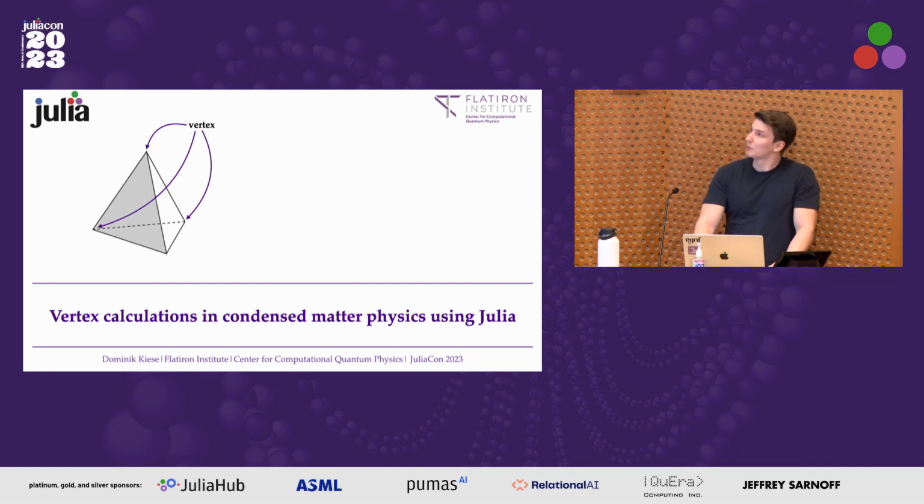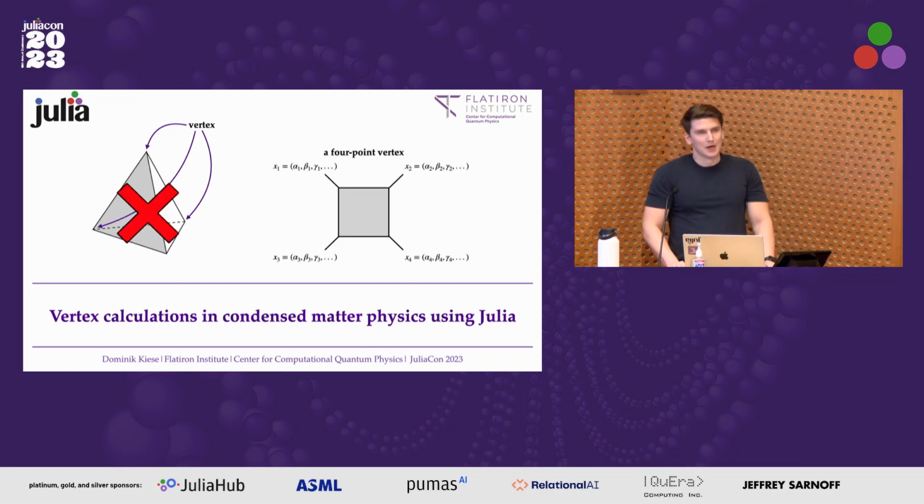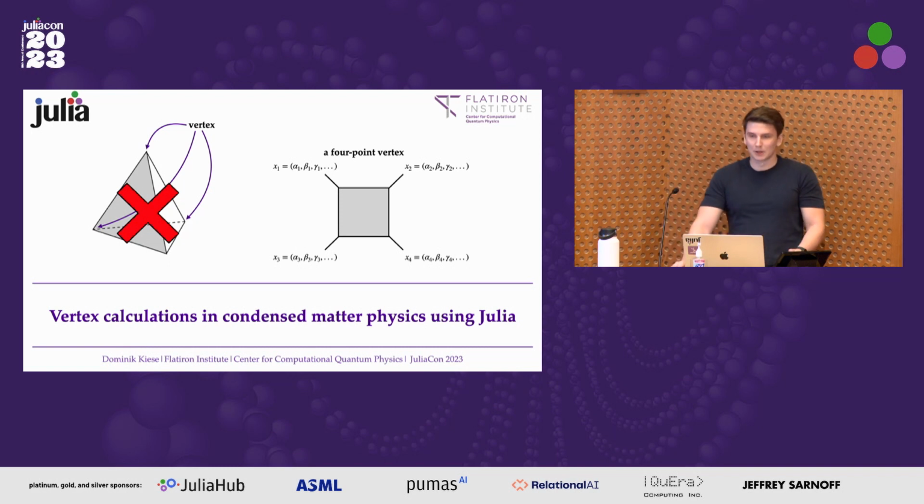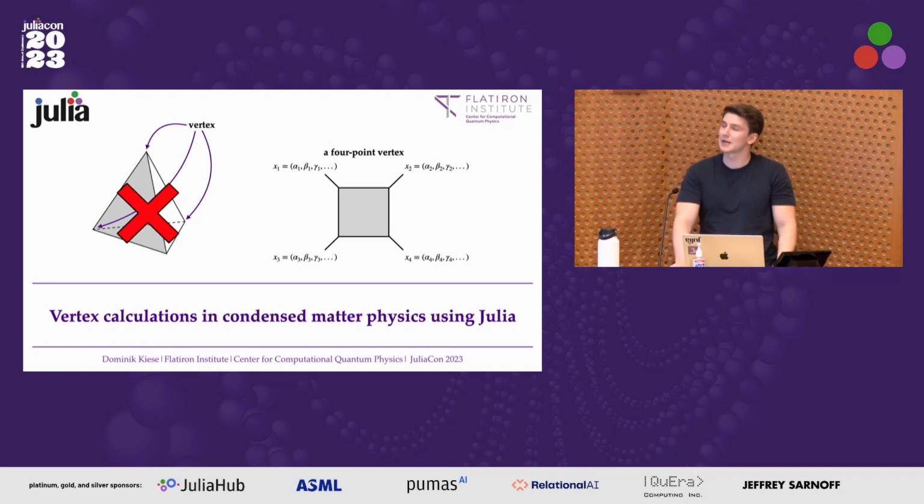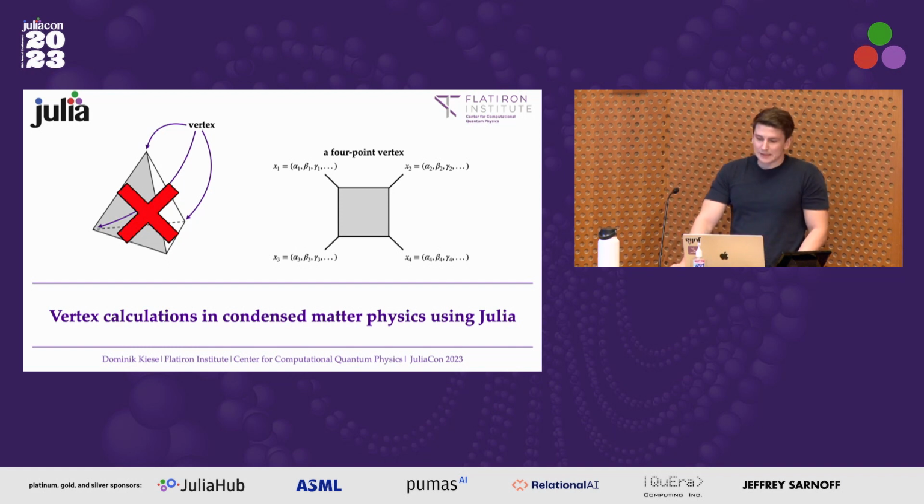So the objects that we will talk about today look a little different. They mostly look like this. So in general, when I say an n-point vertex in the context of condensed matter physics, I mean a rank n tensor where the different indices x capture all the physically relevant degrees of freedom, which are here denoted by alpha, beta, gamma, and so on.